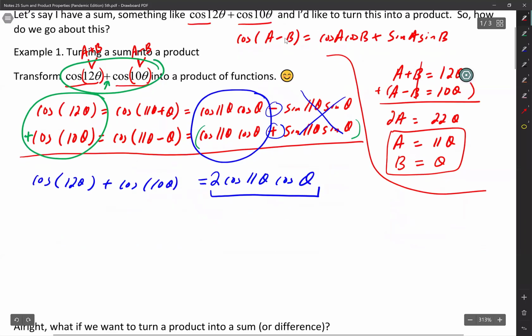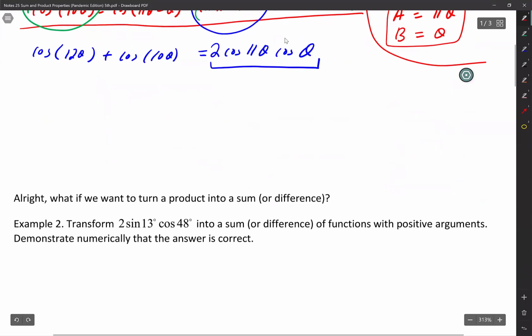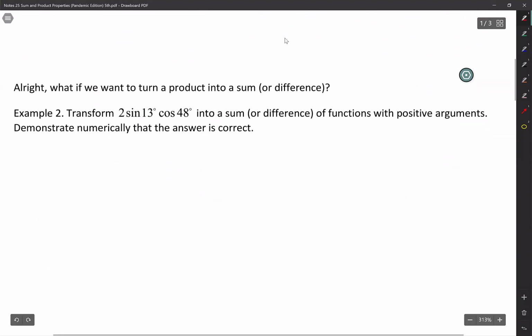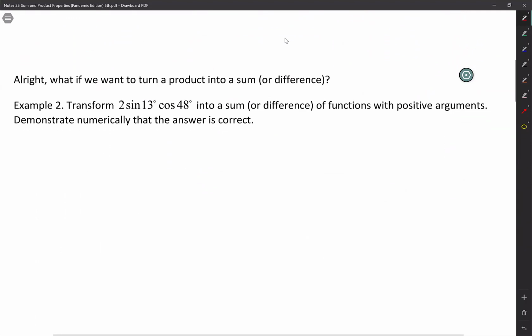All right. So look at this, guys. And don't worry, we're going to go backwards now. But I'm going to see if I can do the same thing again. It says, all right, what if we want to turn a product into a sum? I can do the same thing again. You see how I have 2 sine 13 cosine 48? And I kind of wanted to make that 48 an a, but I'm not going to, because I don't want to confuse anyone. So, I'm going to write the composite argument properties here on the side, guys.